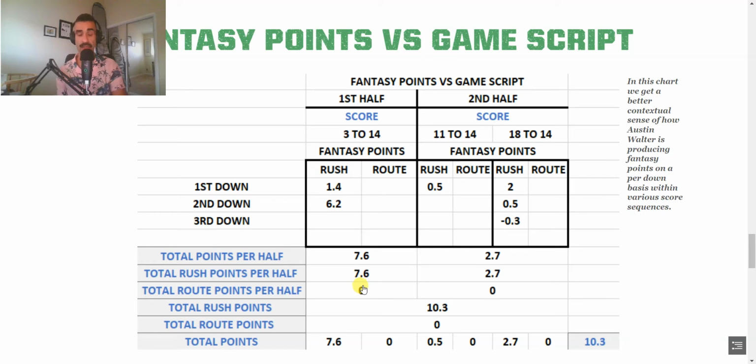Total route points per half, 0, because he didn't get any receiving work during the first half, or really the second half, because he got missed on that 1 throw. We see here in the second half, he had 0.5 points in the 11 to 14 score sequence.